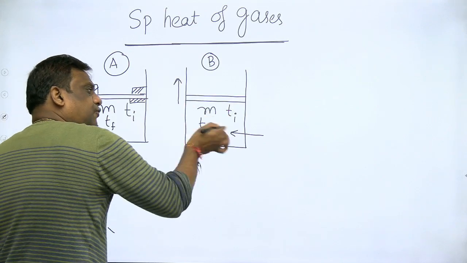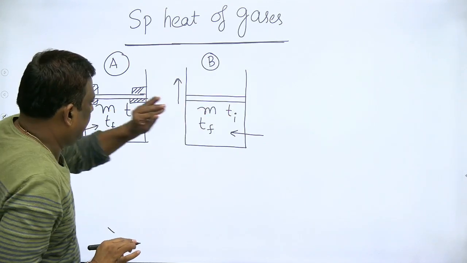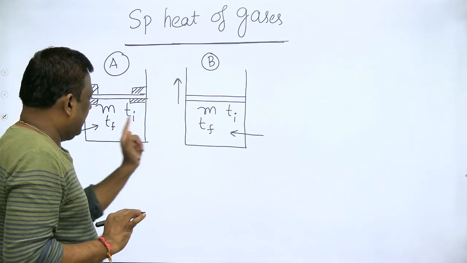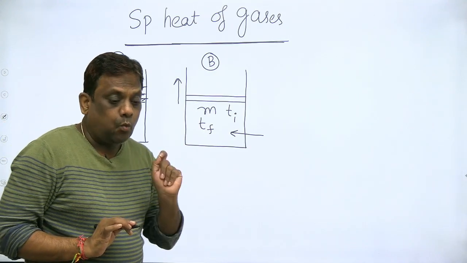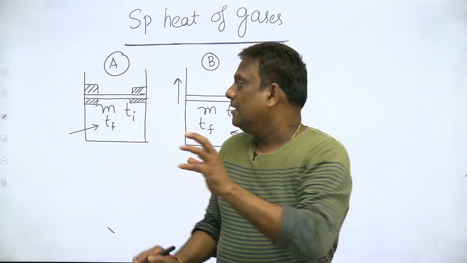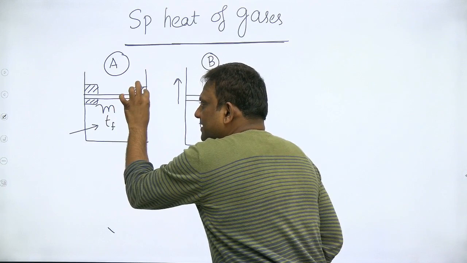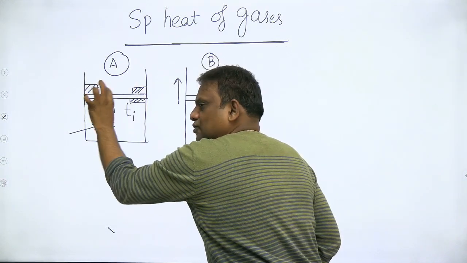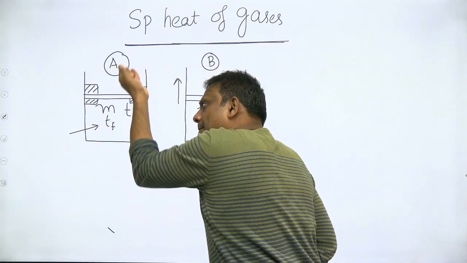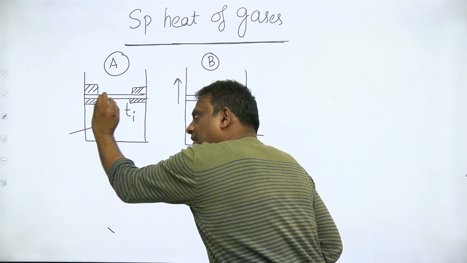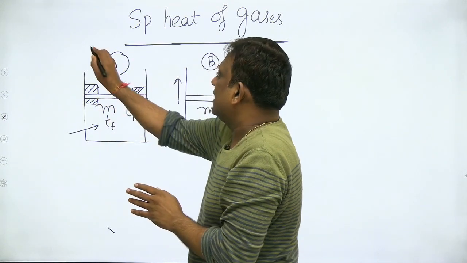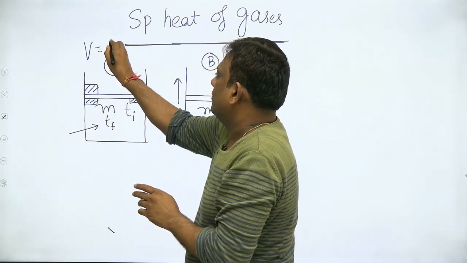Though the working fluid is same, air, though masses are same, though initial and final temperatures are same, but what is not same? Process is not same. In this case, the piston is locked with the help of stops. When the piston is locked, this piston neither moves up nor moves down. So therefore, whatever the volume of the gas is there, it is absolutely fixed. So it is undergoing constant volume.